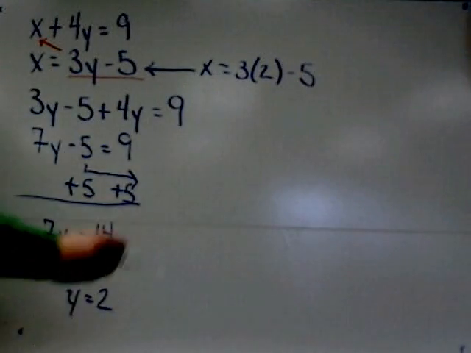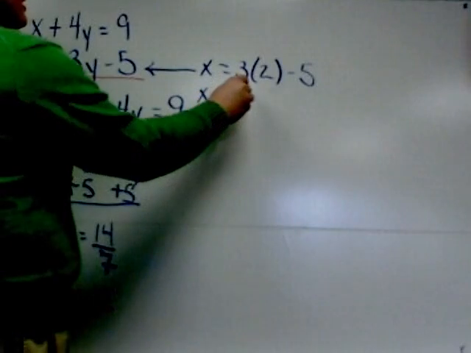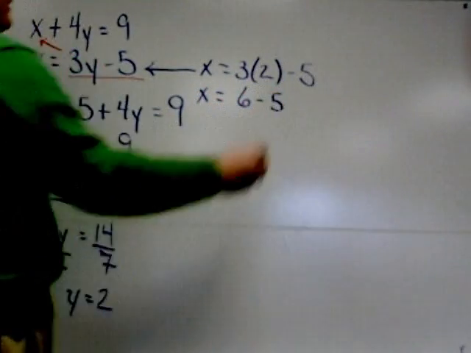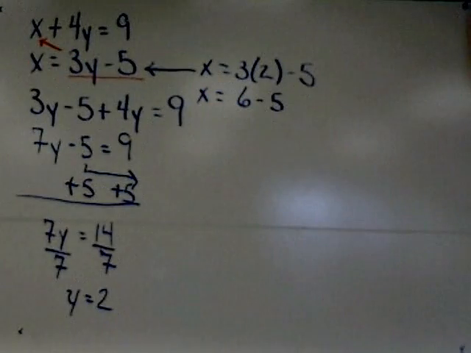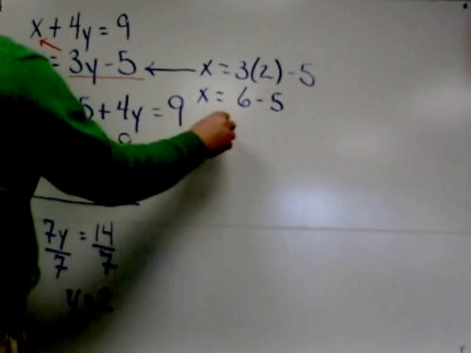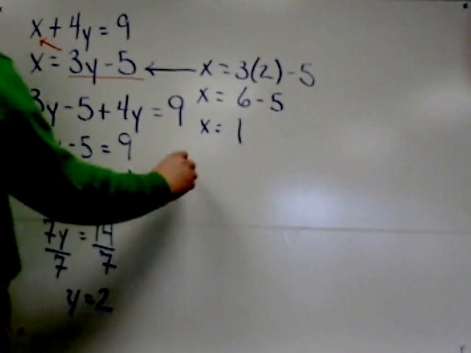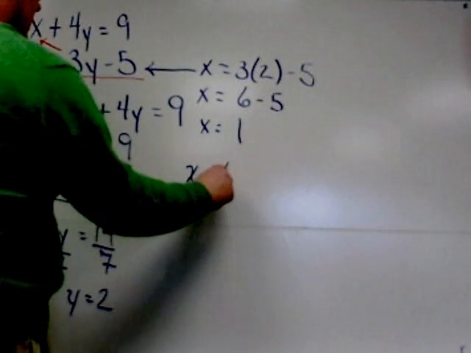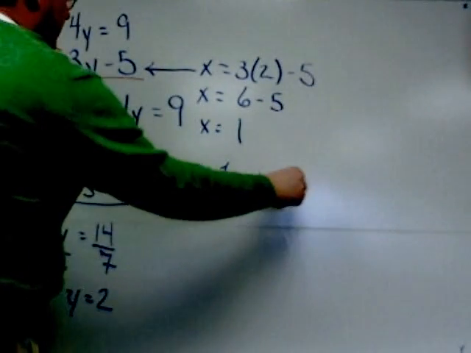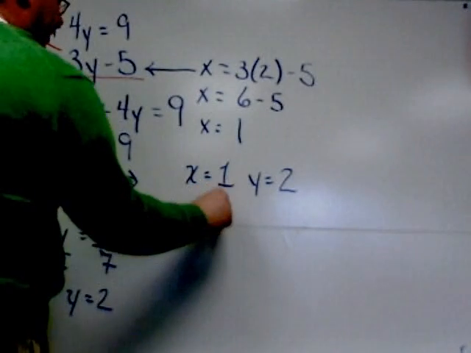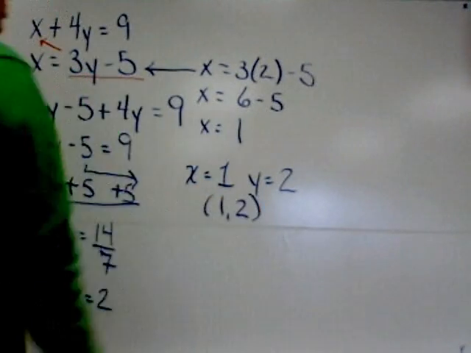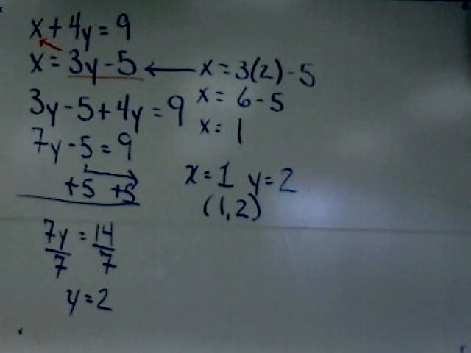3 times 2, of course, simplifies to make 6. So the problem is really asking us to find the result of 6 minus 5. 6 minus 5, of course, equals 1, and that's the value of x. So the solutions here are that x equals 1 and y equals 2, or you could write the ordered pair 1, 2, which would also suffice for a properly written solution.